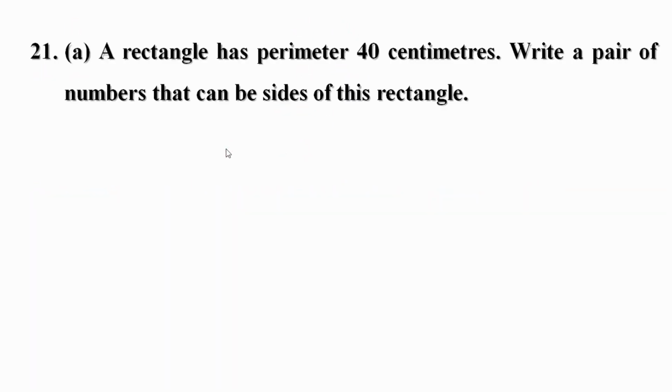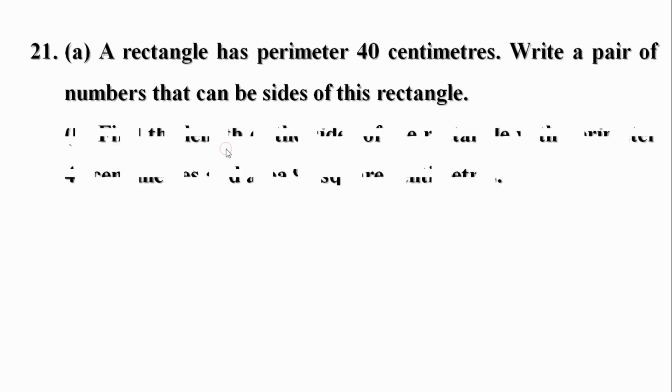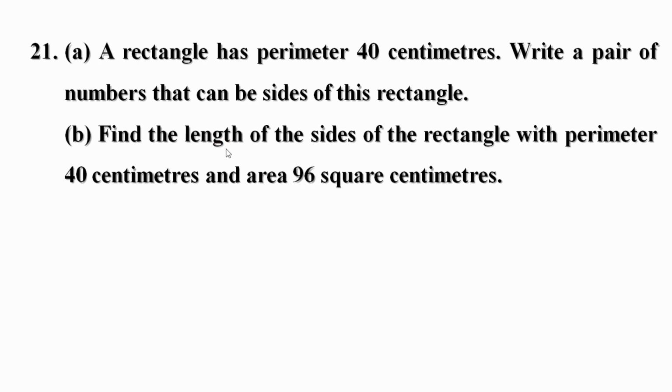21st question. A rectangle has perimeter 40 centimeters. Write a pair of numbers that can be sides of this rectangle. Find the length of the sides of the rectangle with perimeter 40 centimeters and area 96 square centimeters.